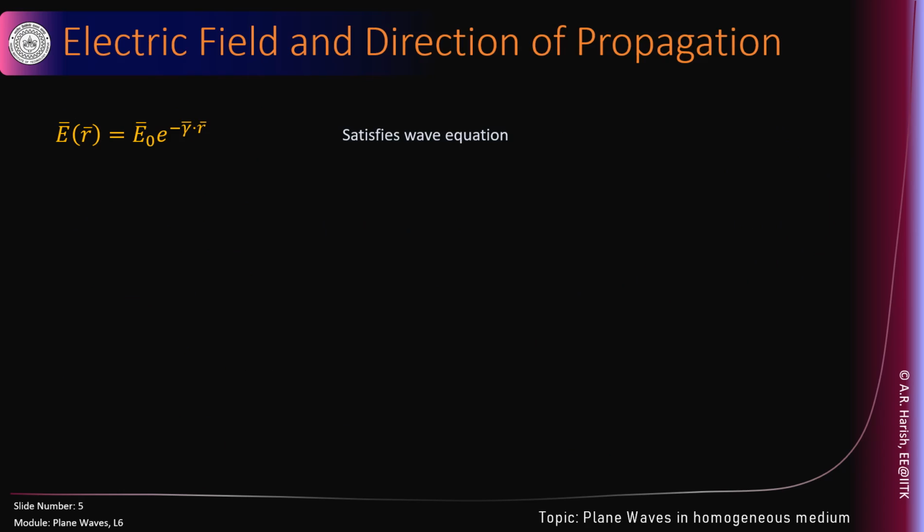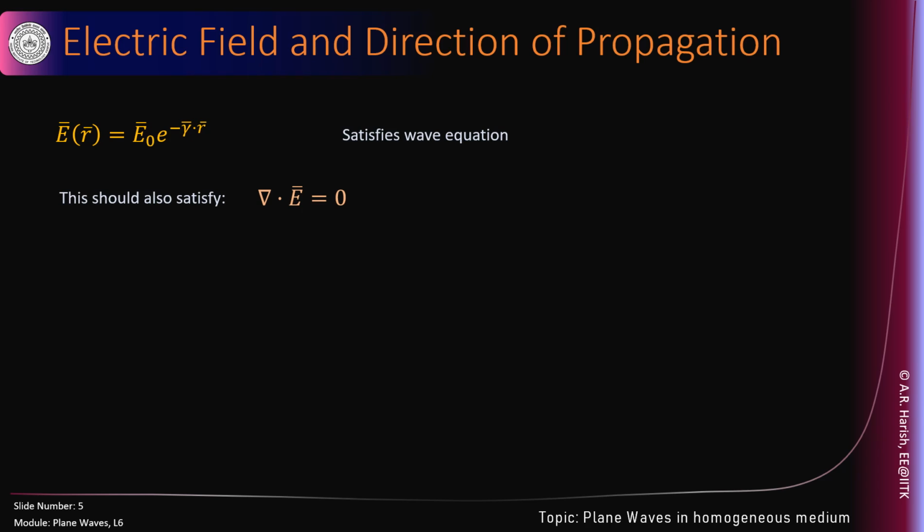E of r bar equal to E naught e to the power of minus gamma bar dot r bar satisfies the wave equation. It's a plane wave. Agreed. Now we ask the question, does it satisfy the other Maxwell's equation? What is that? Del dot E equal to 0. Of course, if E has to be an electric field of an electromagnetic wave, it should satisfy del dot E equal to 0. So all we have to do is substitute E bar in this and evaluate the divergence of this.